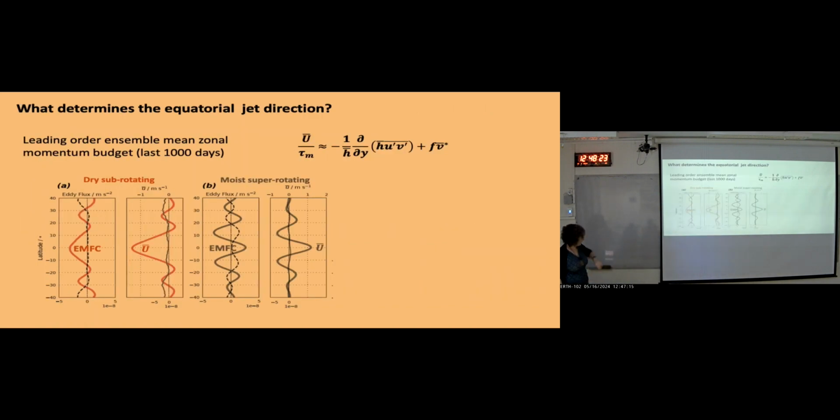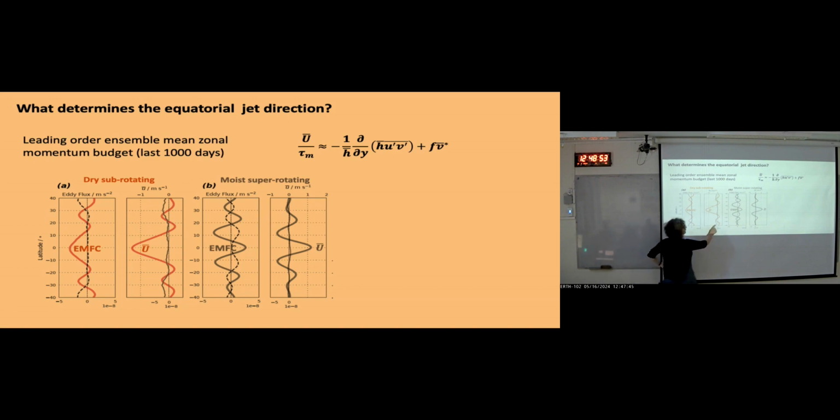Okay? And if you look at the momentum budget to see what distinguishes that. So here I'm going to show you only the dry and the moist, the weaker moist run. This is the eddy momentum flux convergence and the wind for the moist model. In the dry model, we just take the sub-rotating runs. And we see that eddy momentum flux convergence is what drives things.